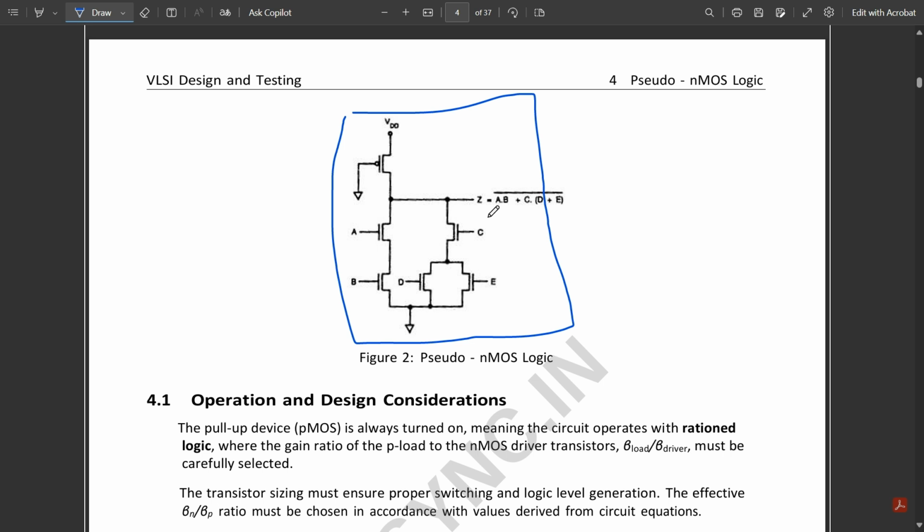You see here a into b: if the terms are multiplied, then the NMOS transistors are in series, and when the terms are added, the NMOS transistors are in parallel. The same connections are made here in the pull-down part, and this is the pull-up part where we have only one single PMOS transistor. So this was how to draw the pseudo NMOS logic.